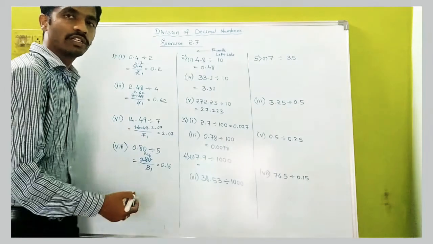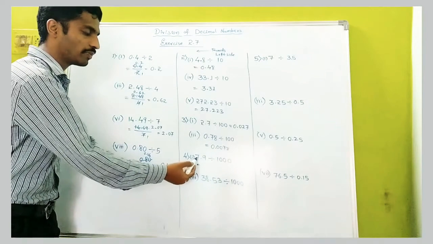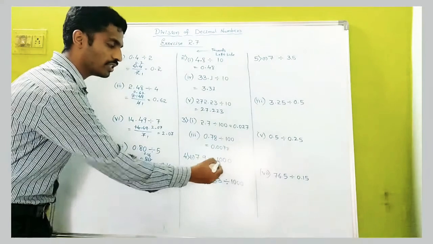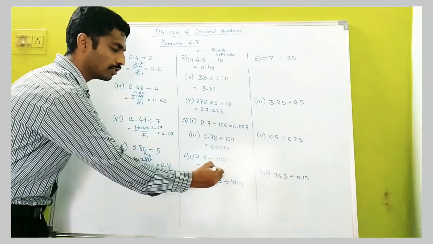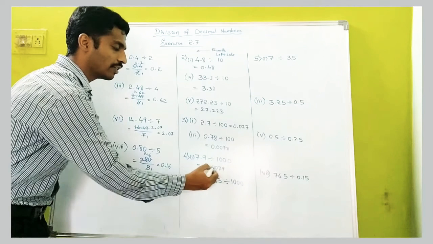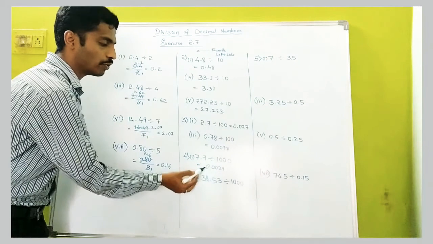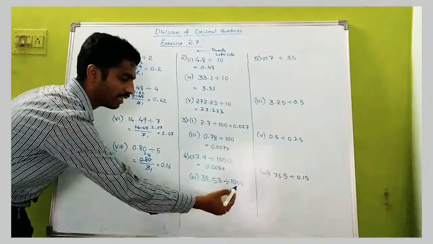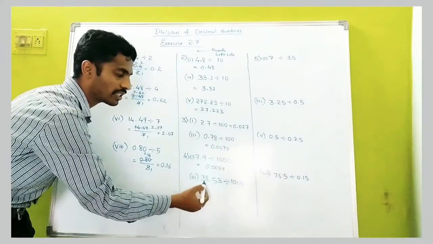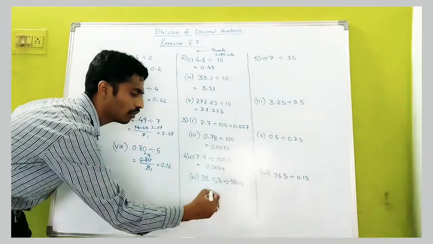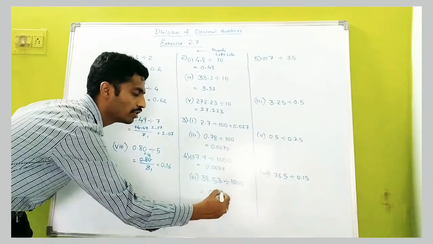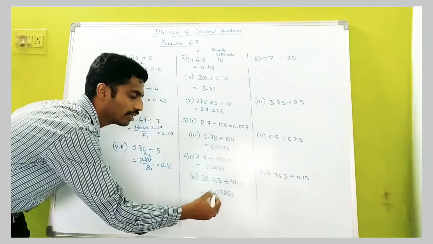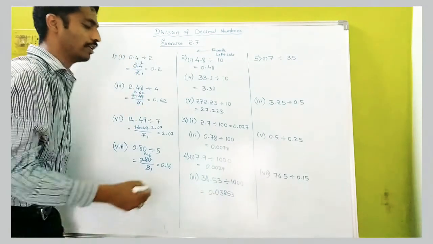Now 1000. There is no place in front of the 7. So take zeros. After 7, take 2 more zeros to make 3 places: 0, 0, 7, 9. So here we have to put the point. So 0.0079 is our answer. Again here also 1, 2. Only 2 numbers are there. For the one missing number take the 0. So it becomes 0.03853. Here put the point.